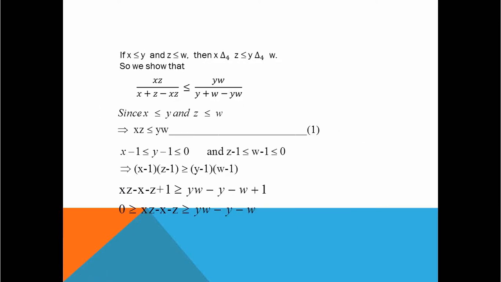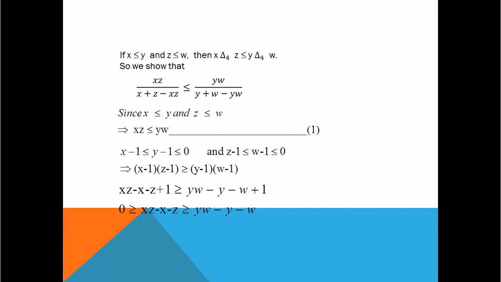Now we go for the fourth and last property. If x is less than or equal to y and z is less than or equal to w, then x delta 4 z is less than or equal to y delta 4 w. So we show that xz divided by x plus z minus xz is less than or equal to yw divided by y plus w minus yw. This is x delta 4 z and this is y delta 4 w. If we prove that this expression is less than this, then our fourth property will also be satisfied.